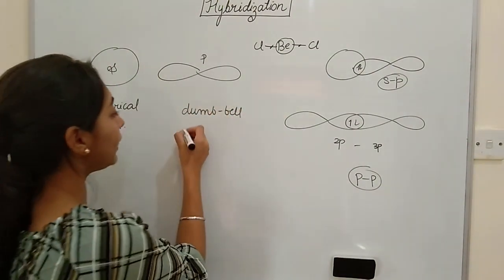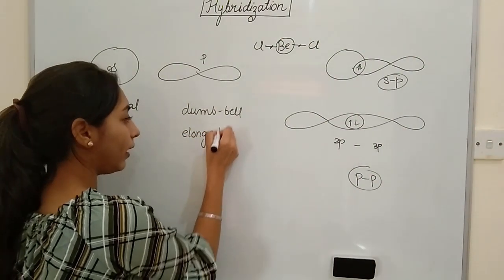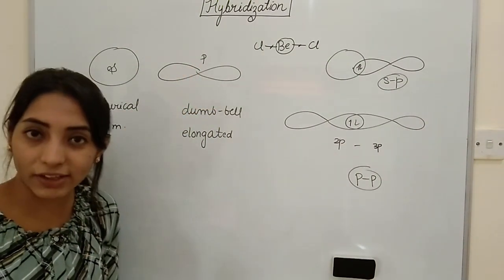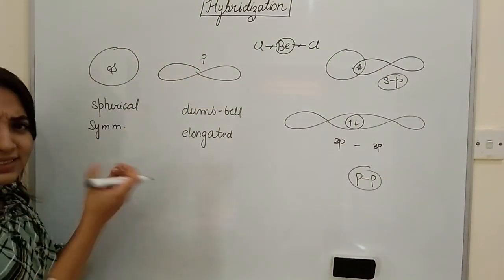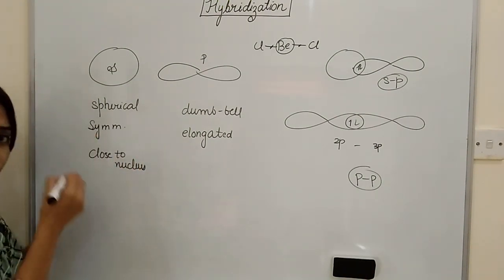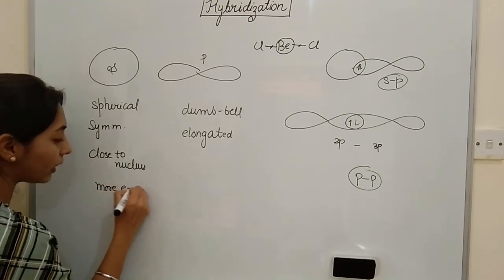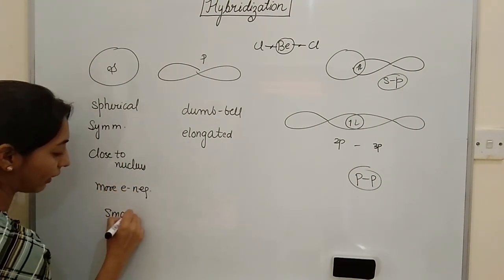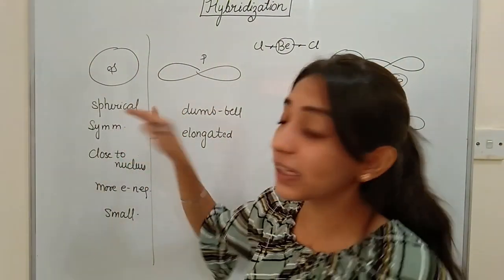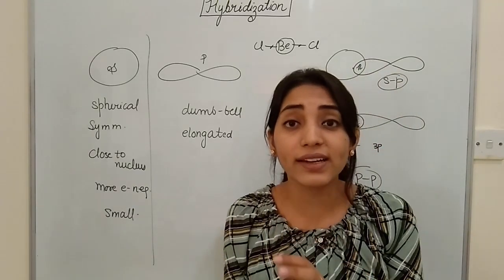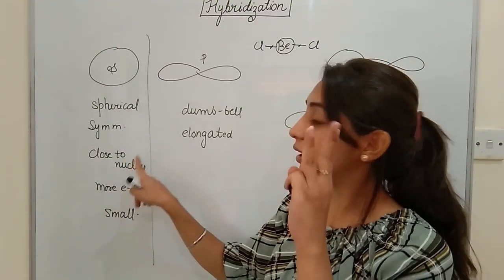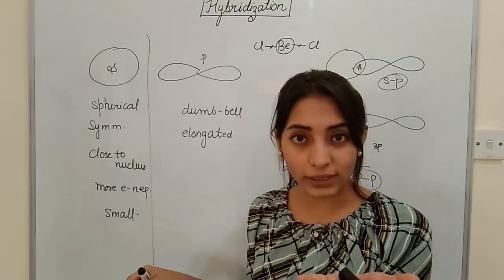Whereas the p orbital is elongated in shape. It is dumbbell. One lobe is here, very little is at the center. I can also say that s is close to the nucleus, and since it is close to the nucleus, it will be more electronegative, and at the same time it is small in size. So these are the characteristics of the s orbital. Characteristics means how something looks. So the s orbital is spherical, symmetrical, close to the nucleus, electronegative and small in size, right?